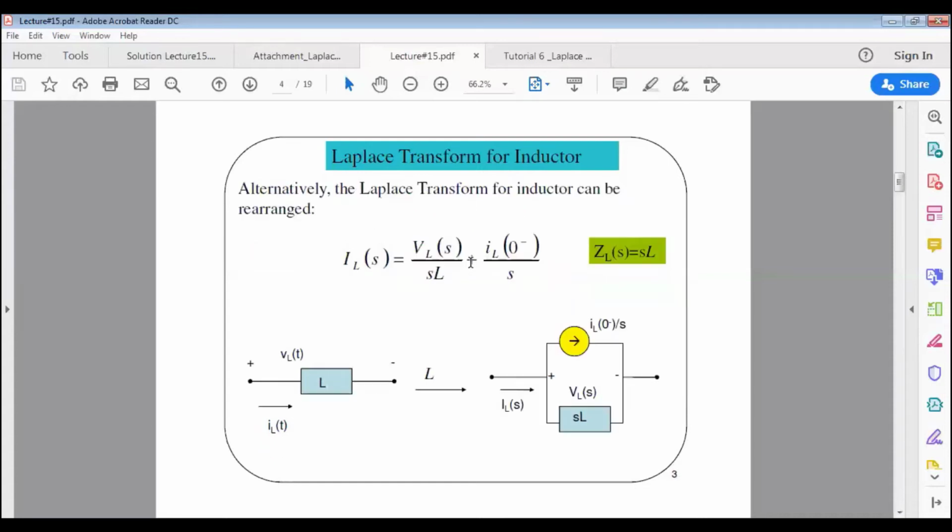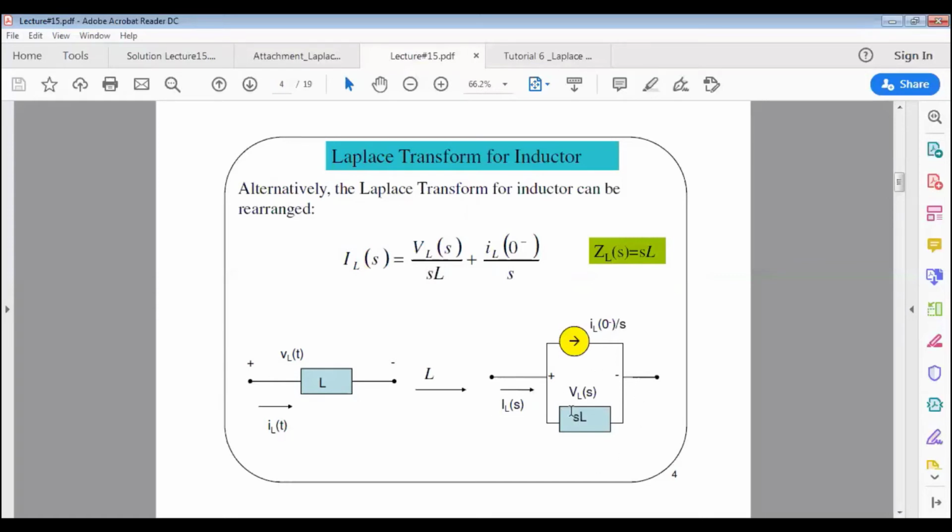So please work out for that. We're going to have IL(s) equals VL(s) over sL, plus IL(0-) divided by s. So we're going to have this. In terms of the transformation circuit, this is in time domain. In Laplace domain, it is going to look like this.